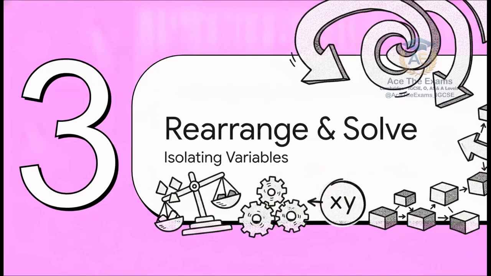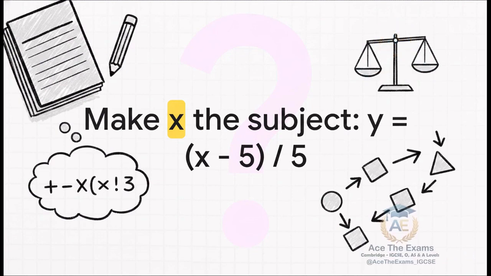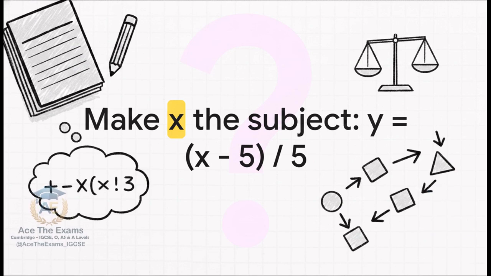Section 3, rearranging and solving equations. This is where we test your structural agility. Your task here is to rearrange the equation y equals, in brackets, x minus 5, all divided by 5. The goal? Make x the subject, meaning we want to find a line that says x equals and then everything else on the other side. This is like untying a mathematical knot. You have to work from the outside in, doing the exact inverse operations. Grab your pen, pause the explainer, and isolate x.